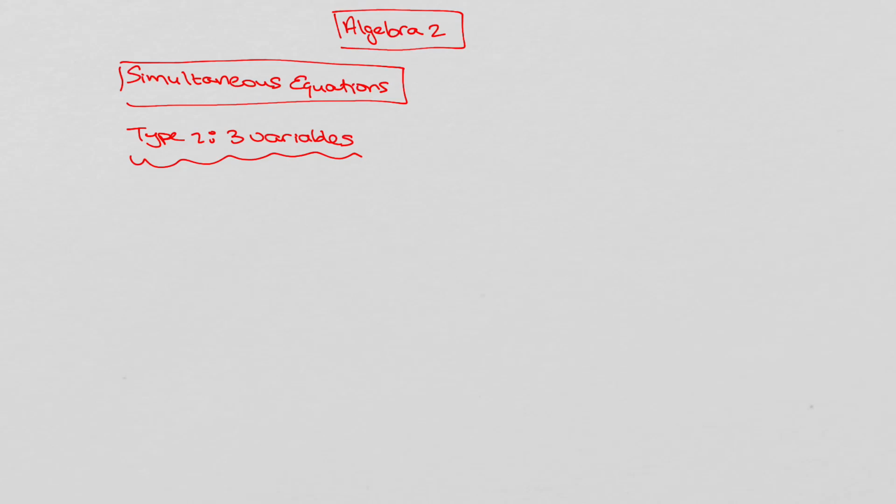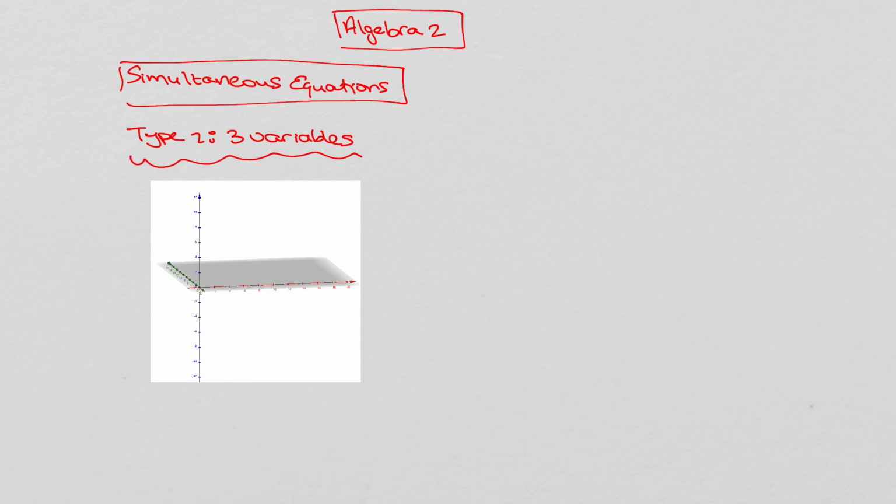Algebra 2, Simultaneous Equations, Type 2, 3 variables. In the previous video we saw that we can solve simultaneous equations when we have two variables, and this represented the point of intersection of two lines. When we're looking at three variables, they tend to often be x, y and z, and this is representing the point of intersection of three planes.